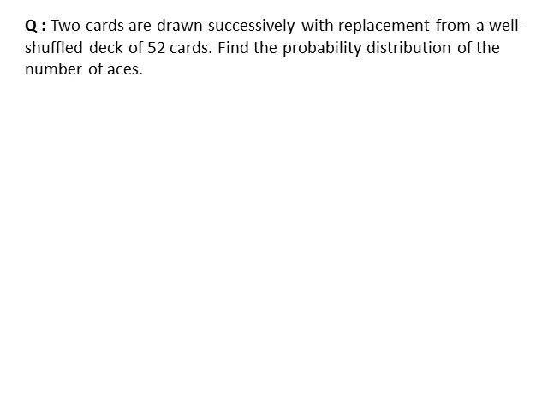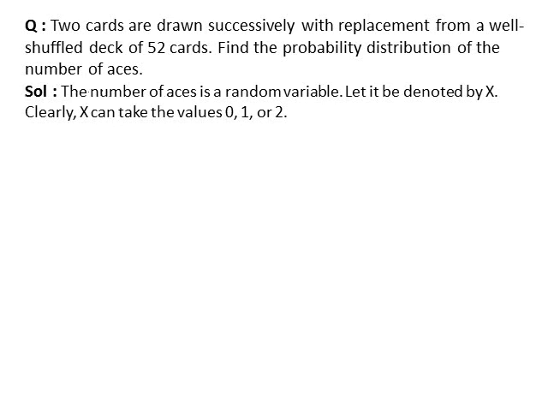Let's discuss some examples. First, 2 cards are drawn successively with replacement from a well-shuffled deck of 52 cards. Find the probability distribution of the number of aces. The number of aces is a random variable. Let it be denoted by x. So clearly x can take the values 0, 1 or 2, meaning no ace, exactly 1 ace or 2 aces.